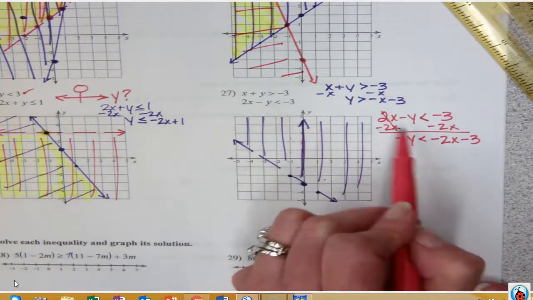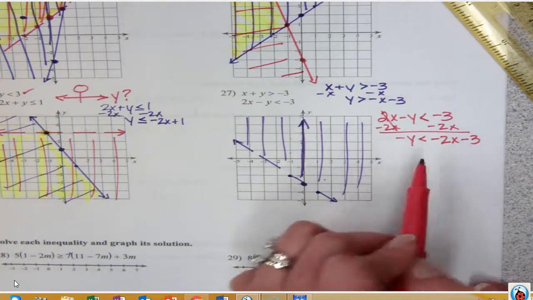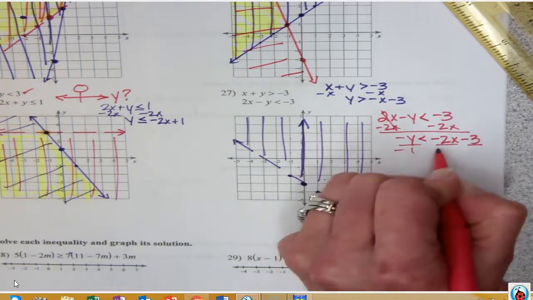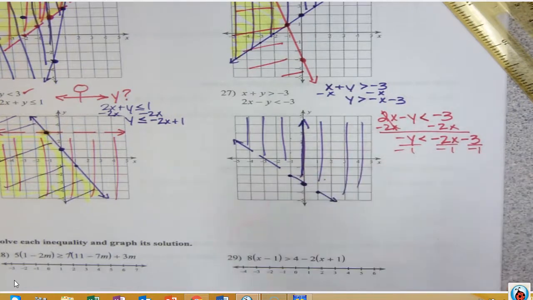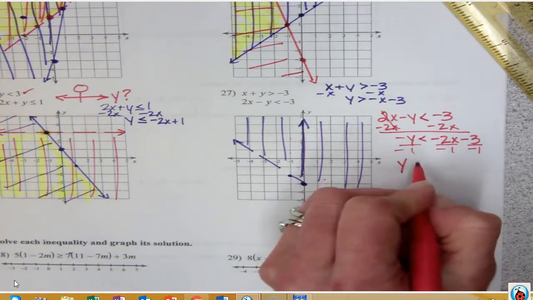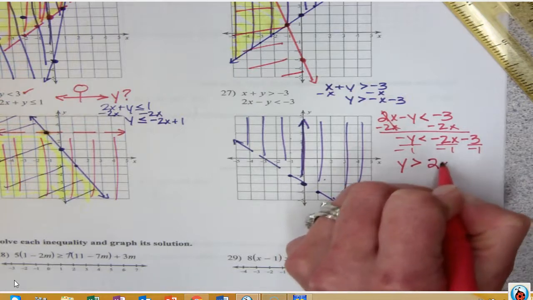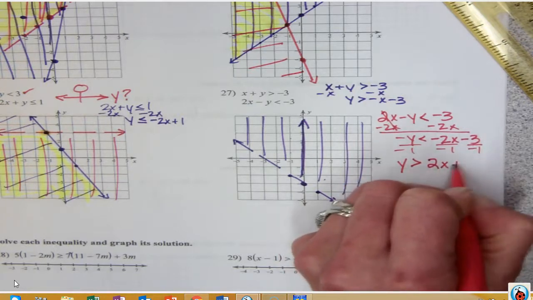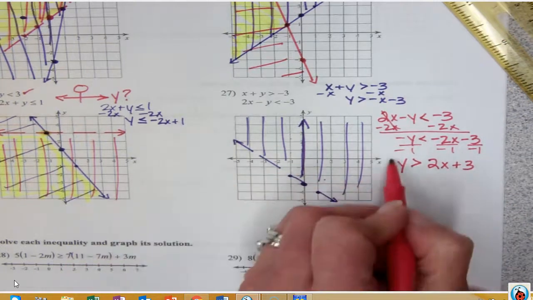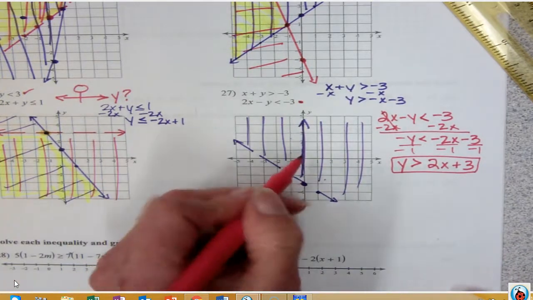So I took this, put it up here, subtracted 2x from both sides, but now I've got a negative. So I've got to divide by a negative 1, negative 1, negative 1. If it was an equal sign, it wouldn't make a difference. However, when we have an inequality, we take that sign and flip it the other way. Negative over negative is a positive. So here's my new equation for the red line. Go to positive 3.